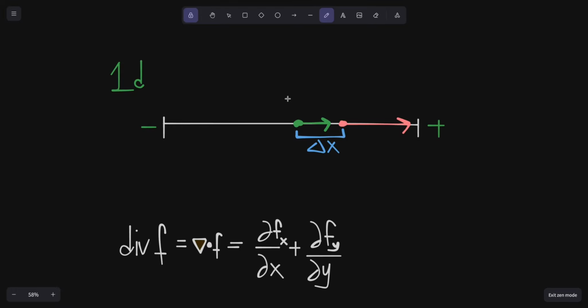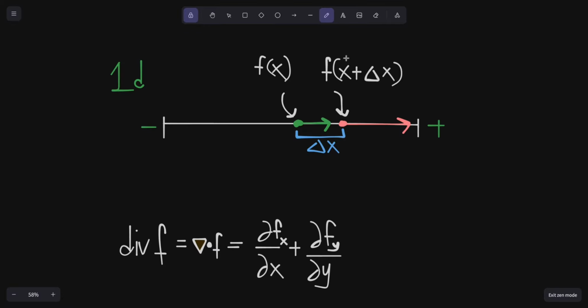Now, let's say we're considering this point, which we can say is f of x, because remember, this is only 1 dimension, so we only need a vector of one input. So for our vector field, we only need one input. And likewise, this point right over here would just be f of x plus some distance across this number line, which I'll call delta x. All right, so this is this point.